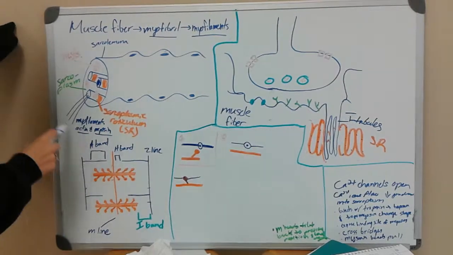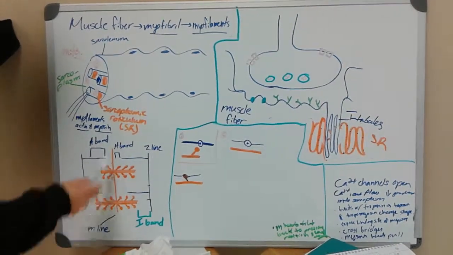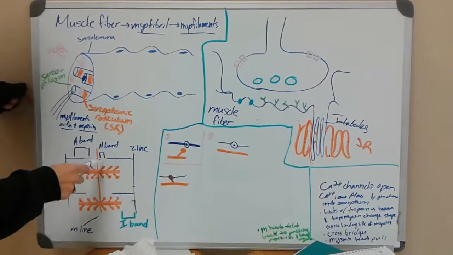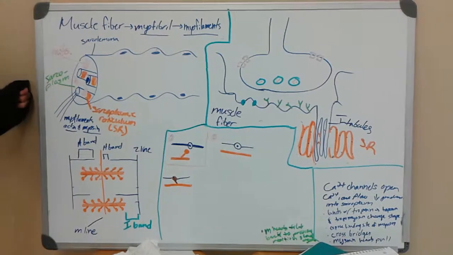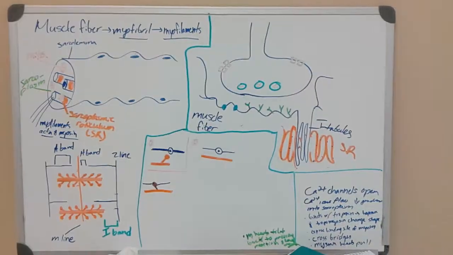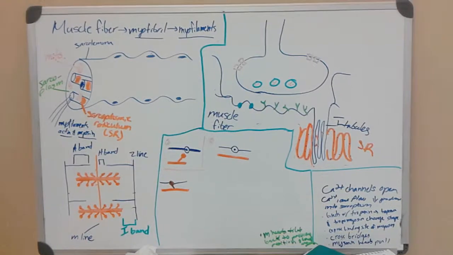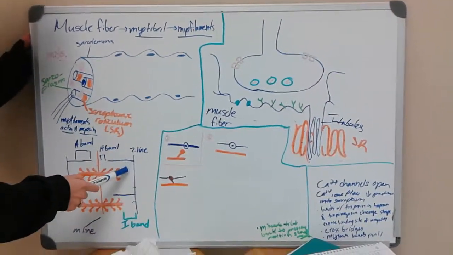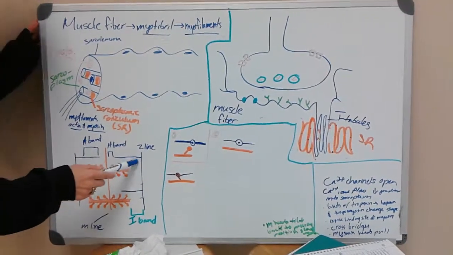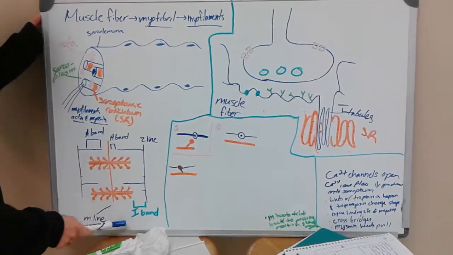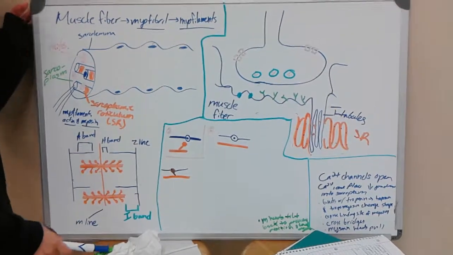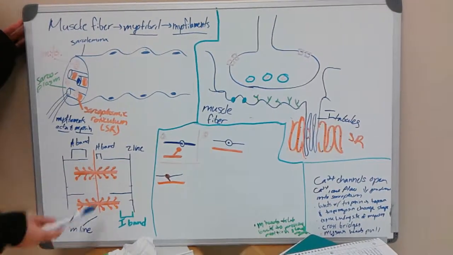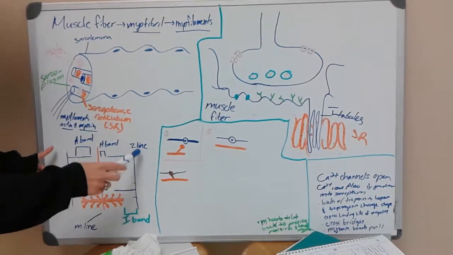This is a zoomed in version of the myofilaments. You have the A band, which is composed of thick and thin filaments. The H band is made up of only thick filaments. The Z line is where all the thin filaments meet, and the I band is composed of only actin filaments, or thin filaments. The M line is the middle line. From one Z line to the next is one sarcomere.